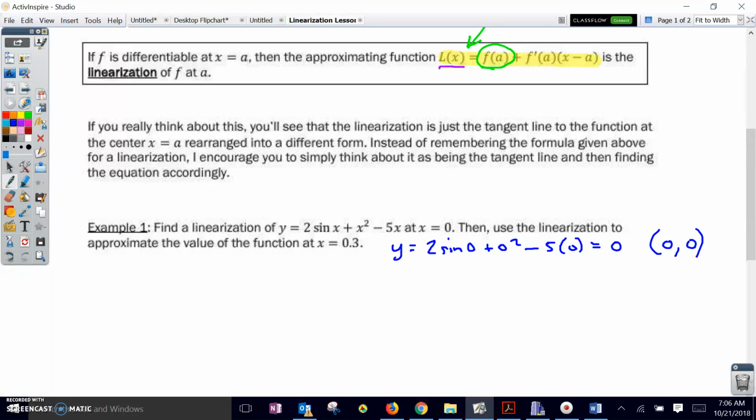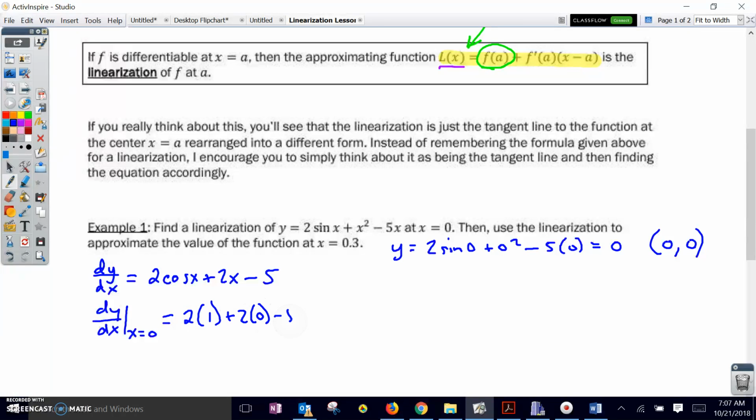The other thing I need to do to write the equation of a tangent line is find the slope. In order to do that, I'm going to find the derivative and evaluate that at x equals 0. So the derivative for this function, dy/dx, is equal to 2 cosine of x plus 2x minus 5. And if I evaluate that at 0, I get 2 times 1 plus 2 times 0 minus 5. It's going to be negative 3.